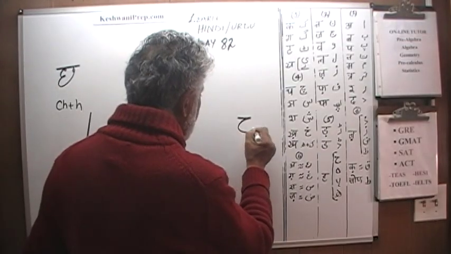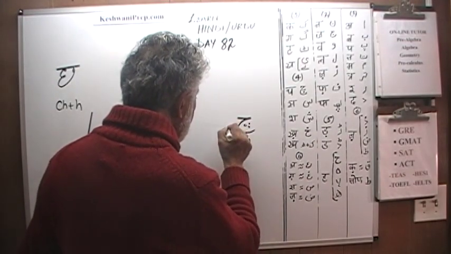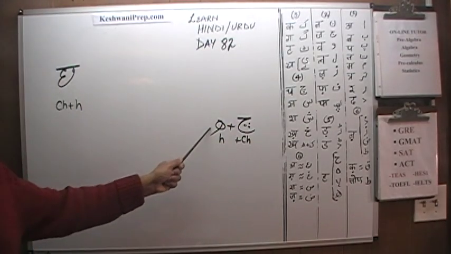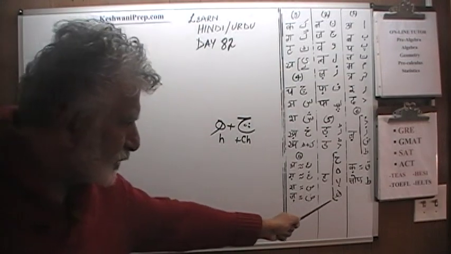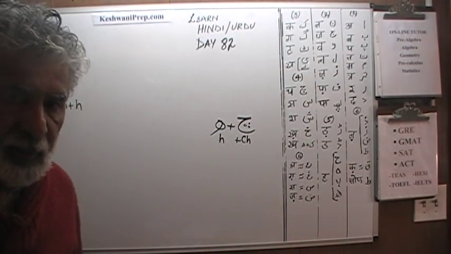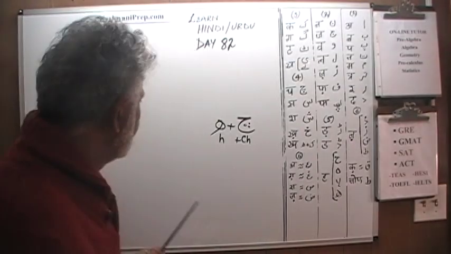We take our che, that's a ch, and we combine it with a he. This is called do chashmi he, the very last one. When we put them together, we get a ch. That's the only way we can write ch. We do not have a unique letter for the sound ch. And it looks like this.